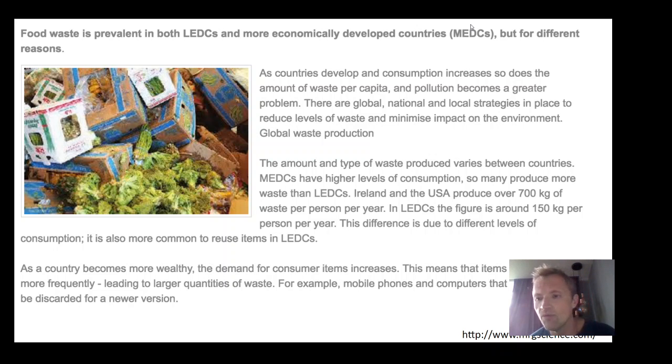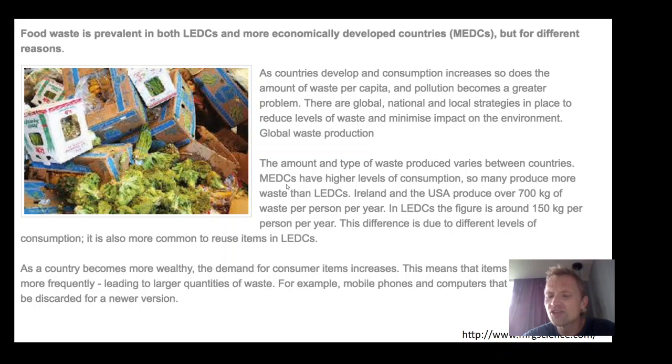For example, mobile phones and computers that still work may be discarded for a newer version, right? How many of you need the new iPhone? But food is the same way. If you see a little something wrong with it, maybe you throw it away.